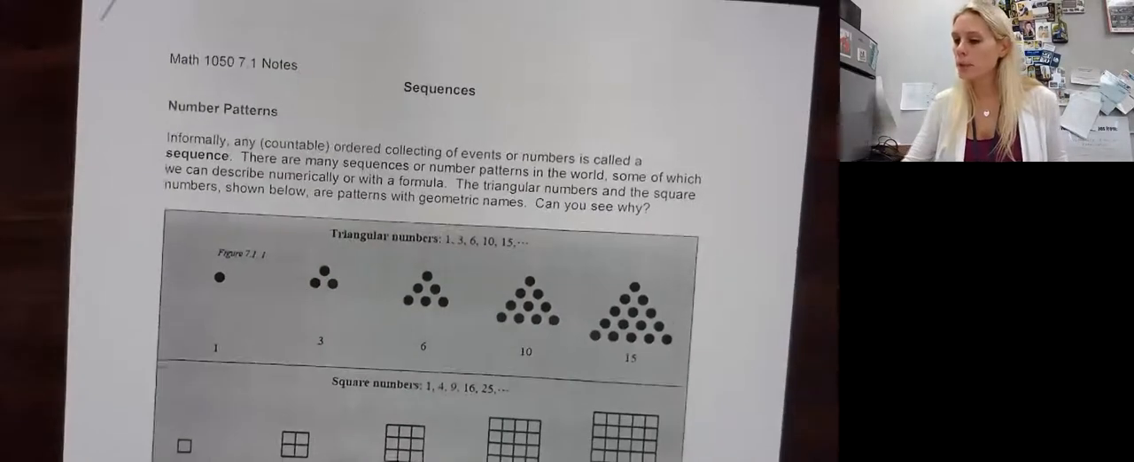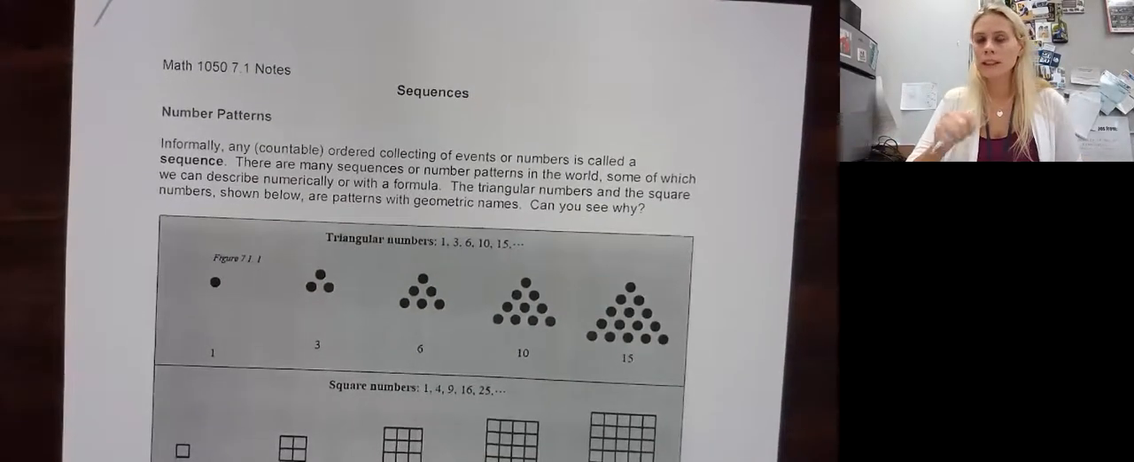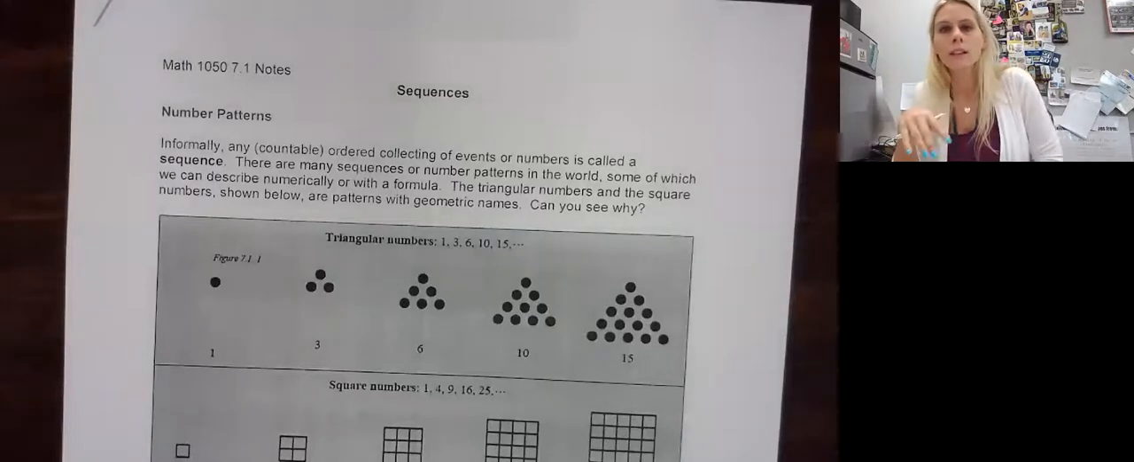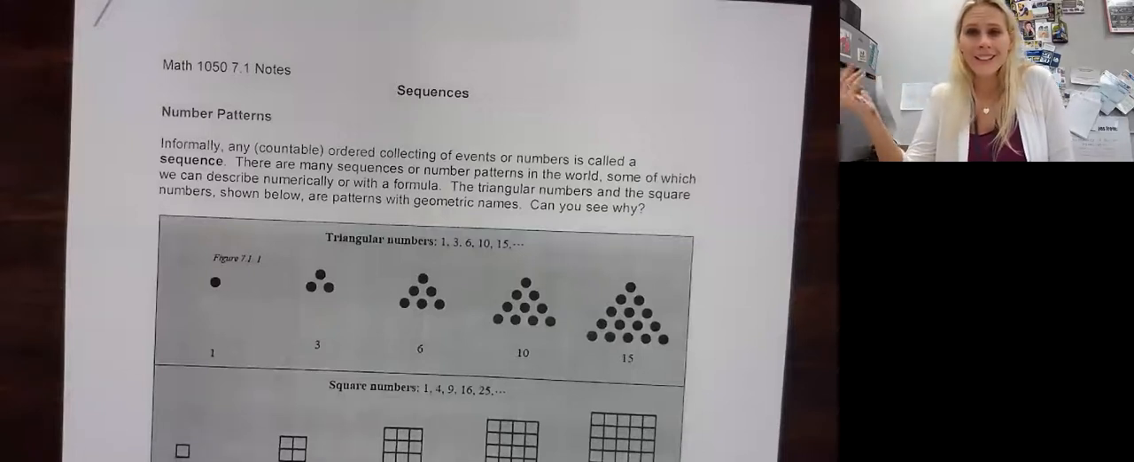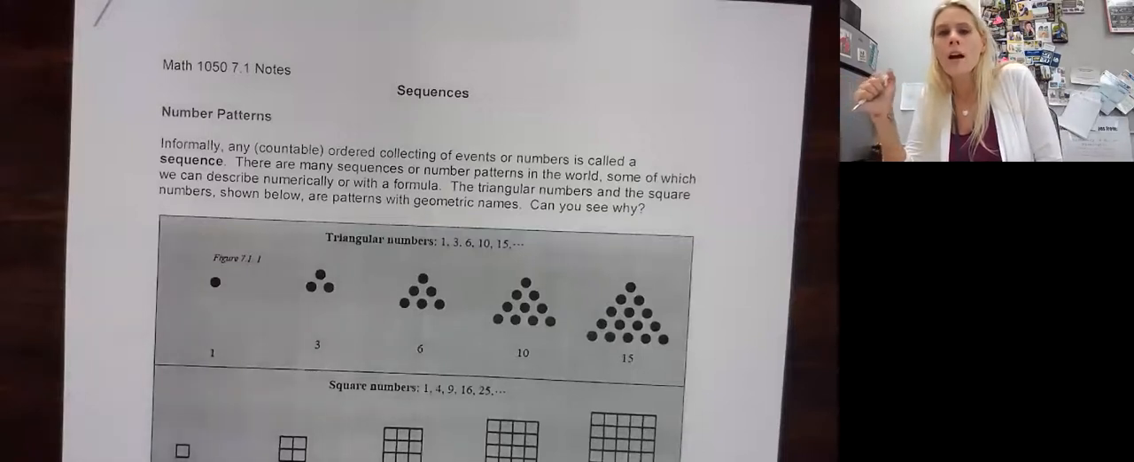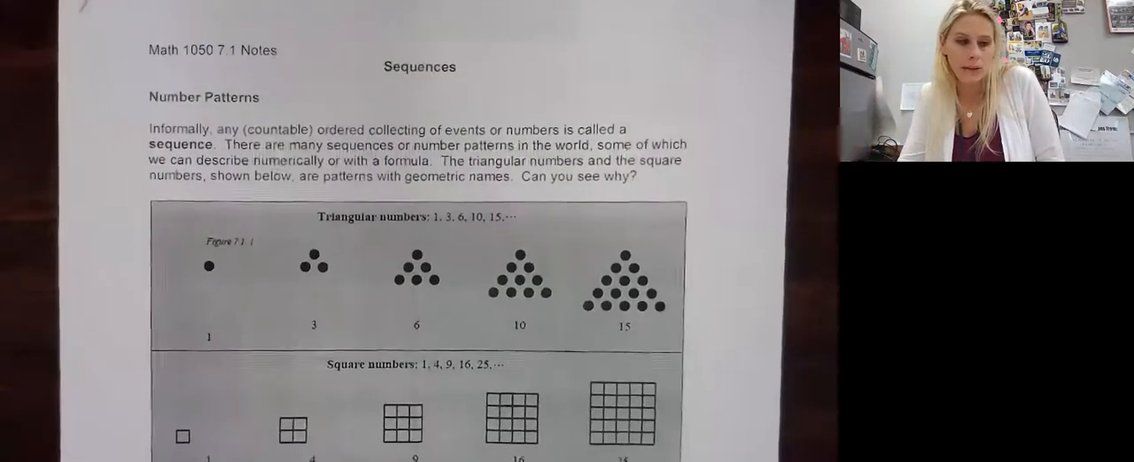Hey guys, so we're starting chapter 7. There's only 3 sections in here. This first section is on sequences. What I'm going to do is try not to read you everything, because I know you can read and do the notes yourself there. So I'm going to just point out the most important things, okay?